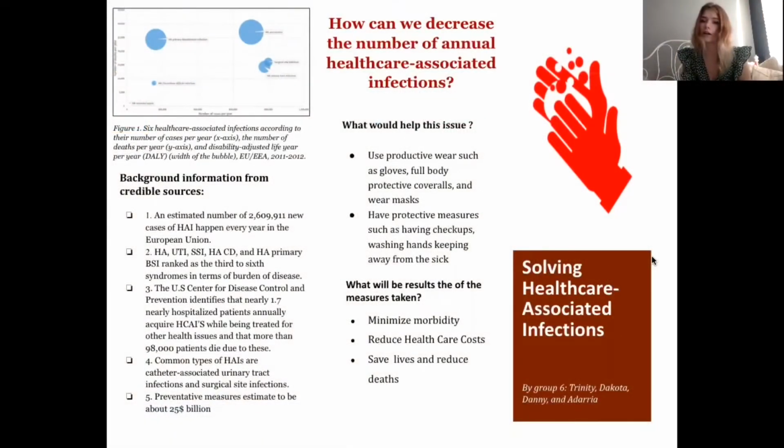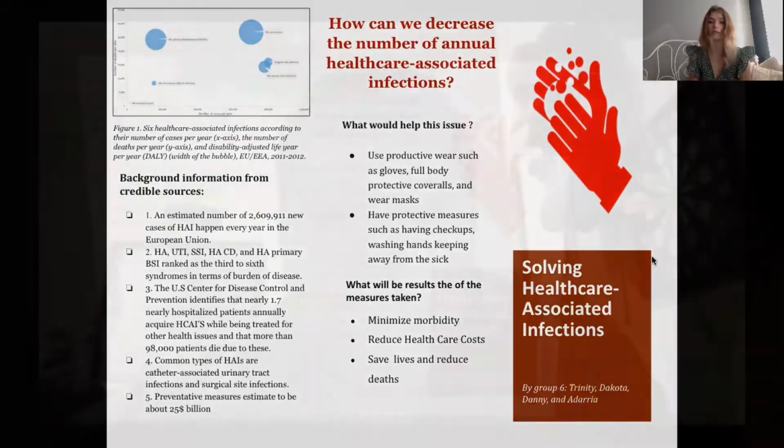Now, if we look up at the top left corner, we'll see a graph that shows 6 healthcare associated infections according to their numbers of cases per year on the x-axis and the number of deaths per year on the y-axis, with the disability adjusted life year per year as the width of the bubble. So if we look at pneumonia, for example, that's one of the biggest bubbles on the screen, meaning that people are severely affected by this healthcare associated infection that they previously did not have.